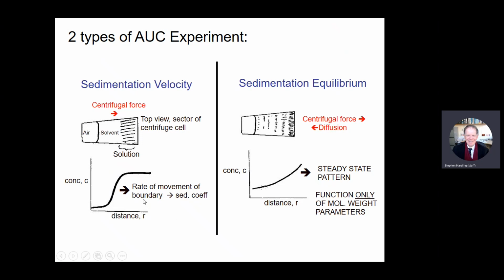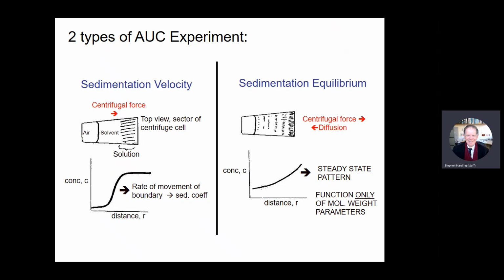And the rate of movement of the boundary per unit centrifugal field gives you the sedimentation coefficient, which is a measure of the size and shape of the molecule or assembly. Like a ribosome. So ribosome, 70S, 30S, 50S, whatever. That's how fast it sediments. Not sedimentation rate, but sedimentation rate per unit centrifugal field.